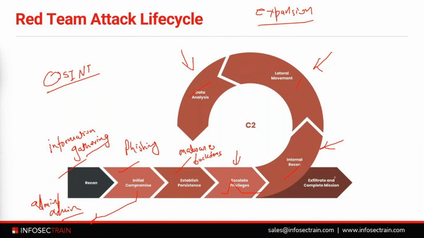And then if you reach the target, right? If you have reached the target where you wanted to reach, like let's say you became the admin, right? You got the access of the admin user. Then you will exfiltrate the data and you will complete the mission, right? After exfiltrating the data, what will you do? You will make sure that there is continued access to the network for future operations.